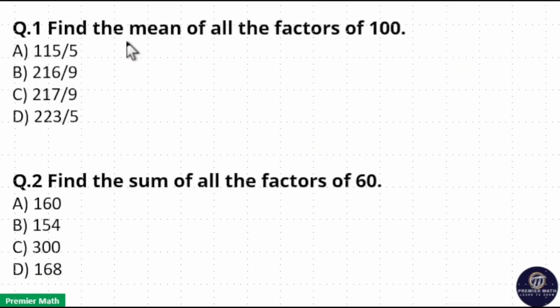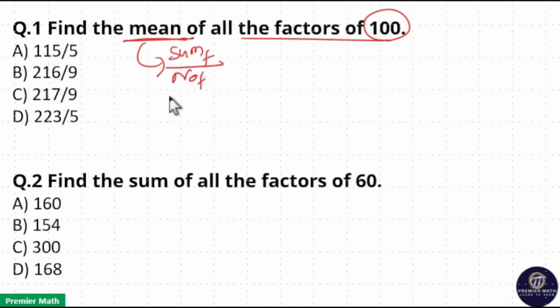That is your answer. Find the mean of all the factors of 100. Here mean average, that is sum of factors divided by total number of factors is equal to mean of factors. Now take the prime factorization of 100. 25 into 4 is equal to 100. 25 is 5 square and 4 is 2 square.